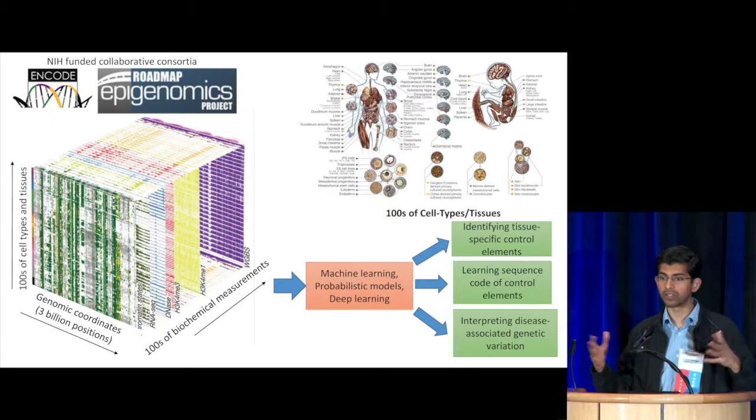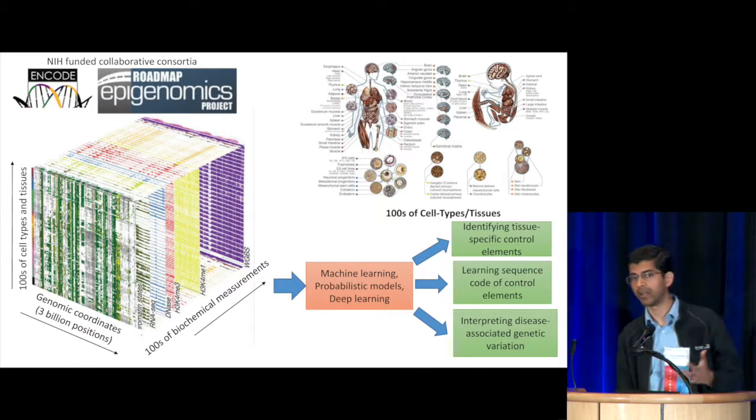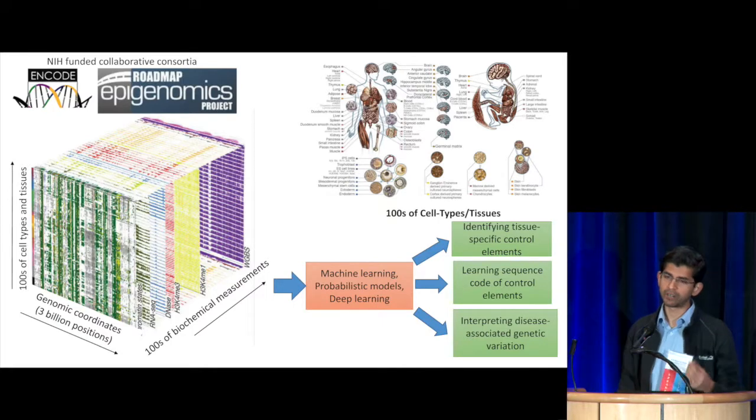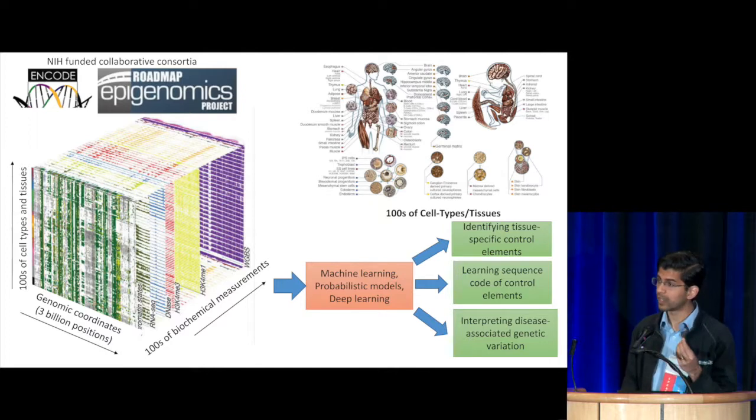We have millions of terascale data points, and we're trying to make sense of them. We're trying to reverse engineer functional units in the genome. That's where we come in. So we apply machine learning and deep learning approaches to identify tissue-specific control elements that I showed you before, identify how genomic sequence encodes these control elements, and then can we use this information once we've decoded the genome to understand how genetic variation associated with disease may be affecting molecular function.